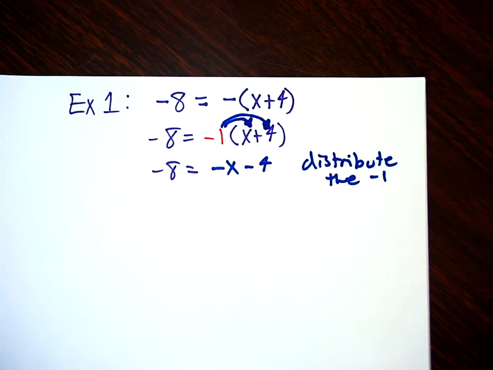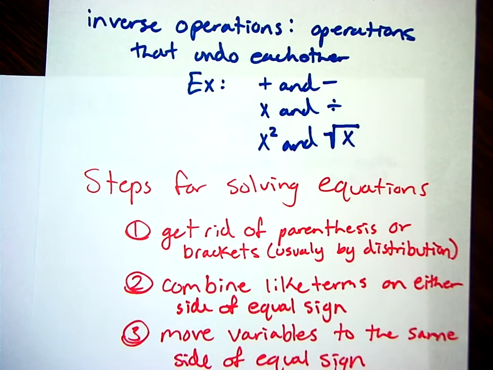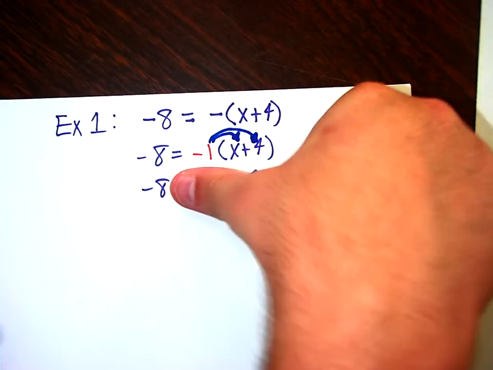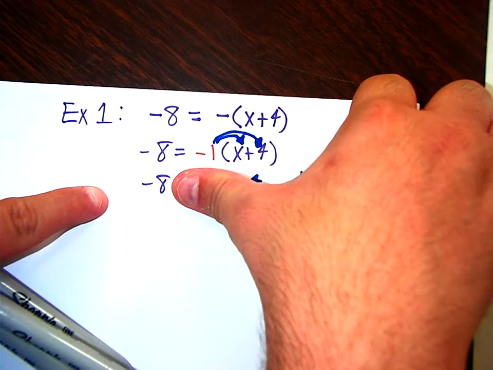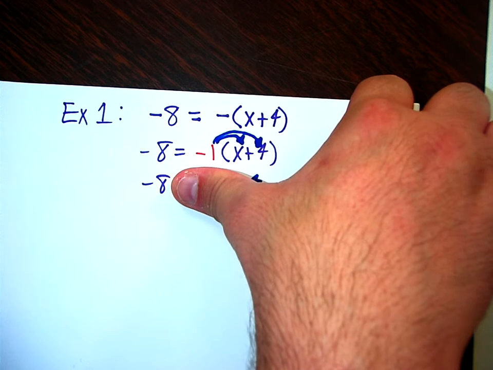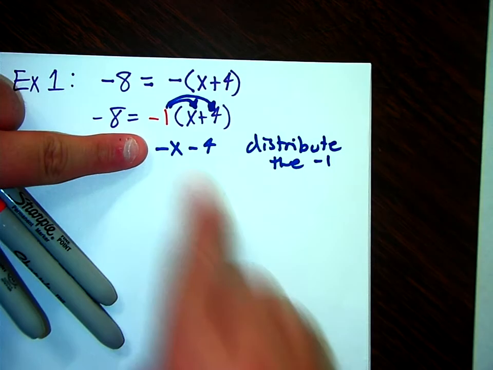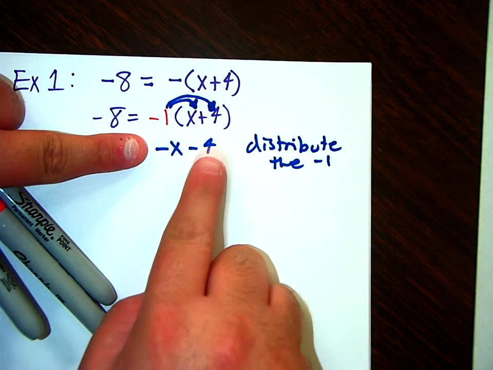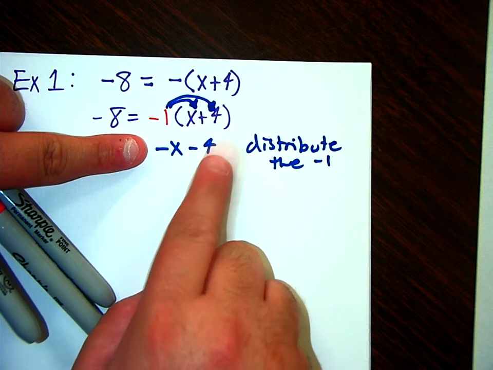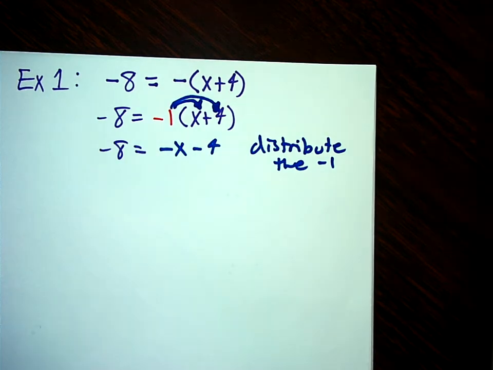All right. Now, we need to combine like terms on either side of the equal sign. So let's look at this side of the equal sign with the negative 8. Do we have any like terms over there? No, it's just one term, negative 8. So we can't combine anything. What about this side? Do we have any like terms over here? No, it's just 2 terms, but 4 doesn't have an x, so we can't combine those things. Okay, so that step is done.